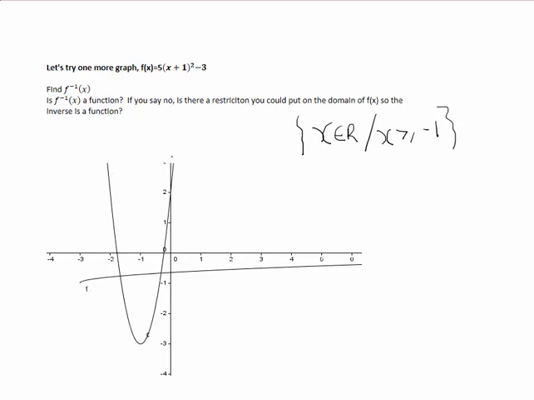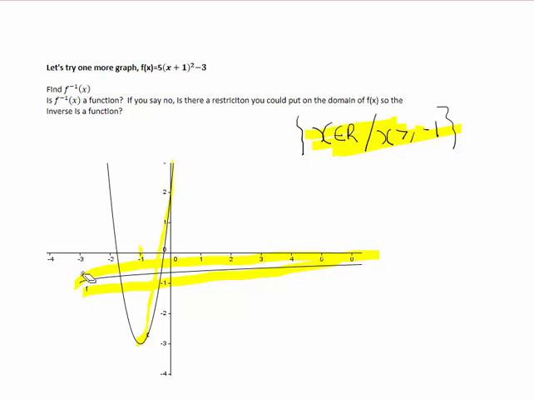If you put restrictions on the original graph so that you only allowed for this side to be graphed, what you would have to do in your table of values is say that you don't want to use any x values smaller than x equals negative 1. That way all of your graph will continue just on the right side. So as long as I state these restrictions here, then I'm going to have a function when I take the inverse. I'm only going to have the one line of it.